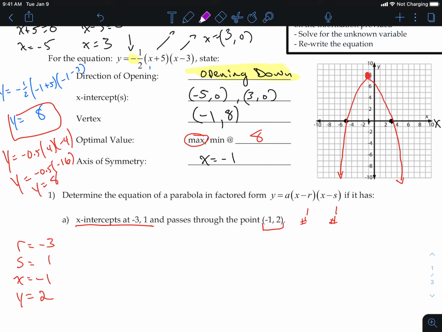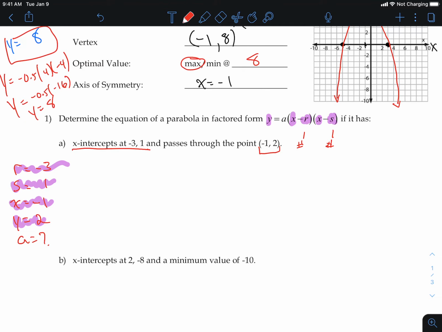What is the only other thing in this equation that I do not know? Let's just highlight them. I know y. I just found it. We wrote it down from the question. I found X, wrote it down from the question. We found S from the question, and we found R from the question. What is the only thing I don't know in there? A. So, A equals unknown. I am going to plug in all the information I know, solve for A, rewrite the equation. That's it.